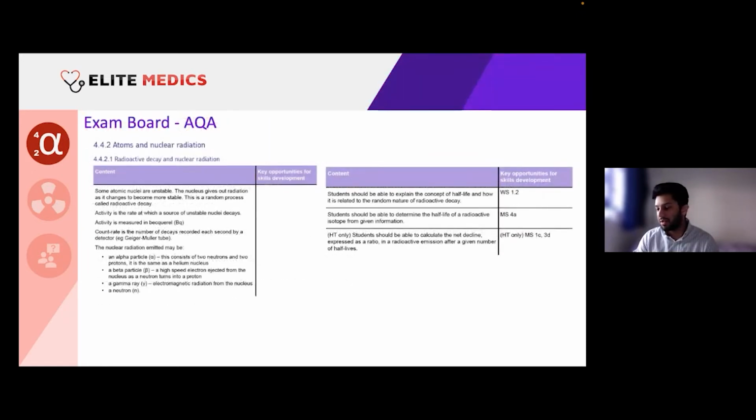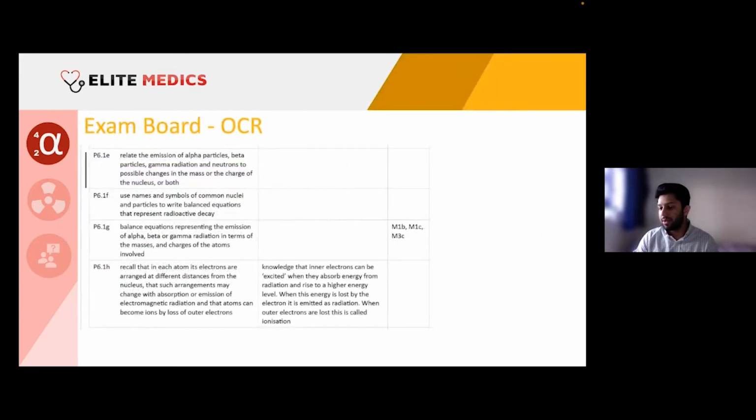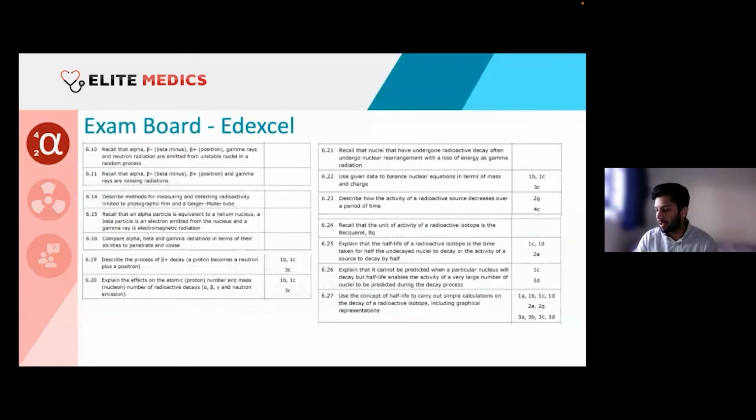So for those of you that would like to know, for AQA, we're going to be going through the exam board specification point 4.4.2. For OCR, we're going to be going all the way from P6.1E to P6.1H. And from Edexcel, we're going to be going through 6.1 all the way through to 6.27. So we're actually covering a lot of the specification points from Edexcel.